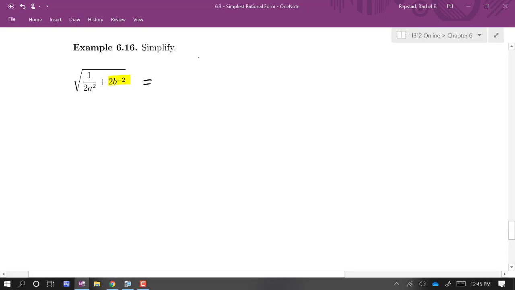So I'm going to begin by rewriting this. It's a square root, and I've got 1 over 2a squared plus 2 over b squared. Now I can't split up the radical over addition, and because I don't have a single fraction inside, there's no division for me to split it up over. But I could get a single fraction inside if I just add these fractions.